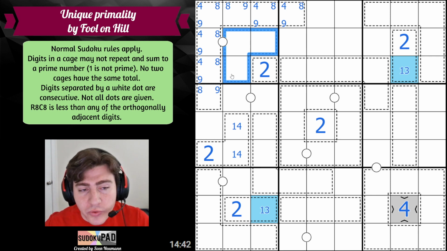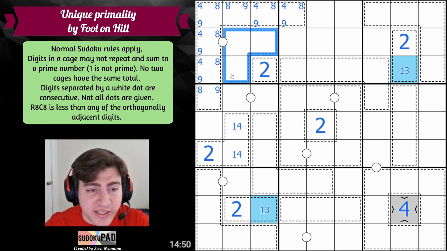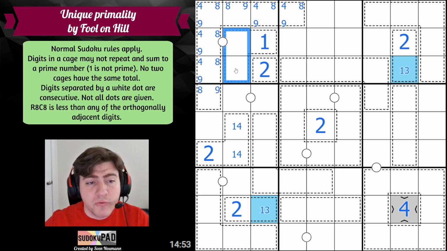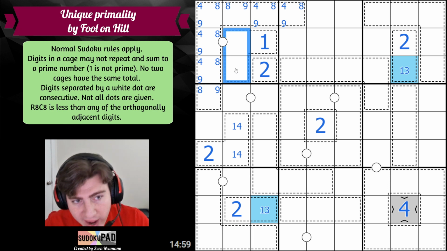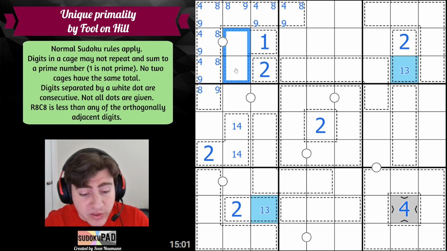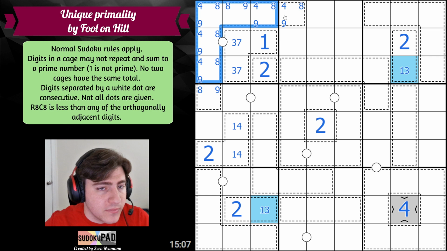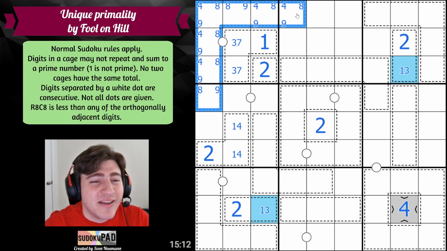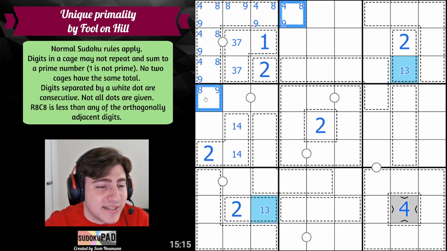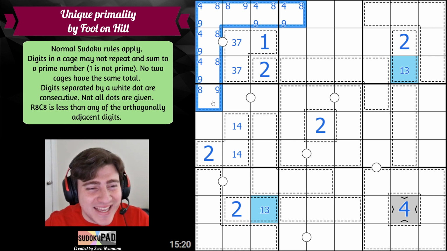11 without using 2 is 3, 4, 5, which is 12, so that doesn't work. So it has to use 1, which means we need to make 10 in 2 digits. We can't do 1, 9, we can't do 2, 8, we can't do 4, 6 because of the 1, 4 pair, which means this is 3, 7. Which doesn't necessarily mean that this can't contain 3, 7, because it would almost make sense to have 3, 7 here, which means we still don't know what the 10 is that we're going to pull out from here.